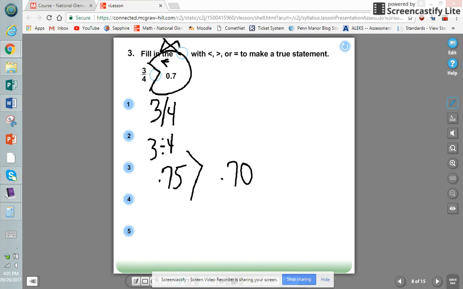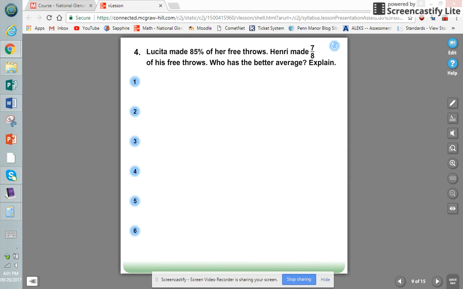All right. And one more type of problem. It adds one bit of a step, but no big deal. We've done all this in this unit already. We need to figure out if this 85% that Lucia made, and it looks like they're playing basketball, and Henry made 7 out of 8, which one has a better free throw percentage, I suppose. Okay, let's take a look. Let's compare. First of all, we got 85%, and we talked about this percent symbol meaning part of 100, and also meaning be careful. It doesn't play very well with others. And we have 7/8, and we know what to do with that.